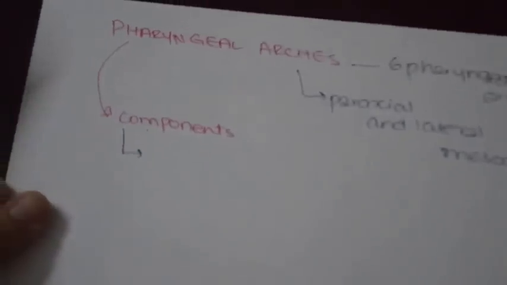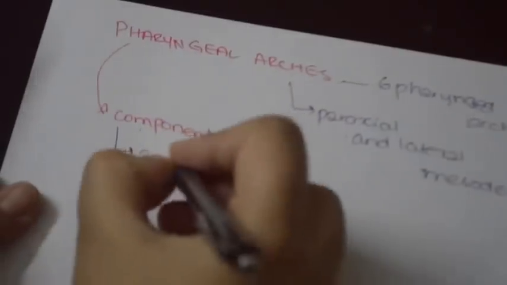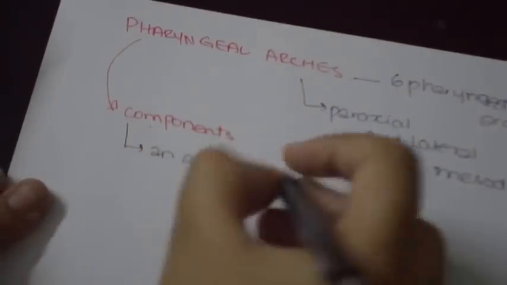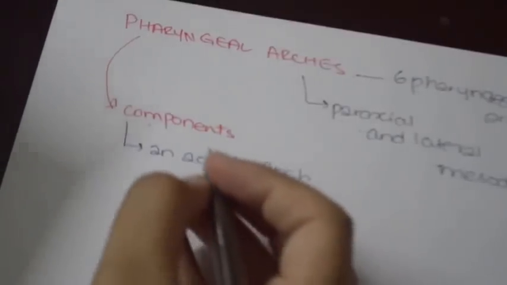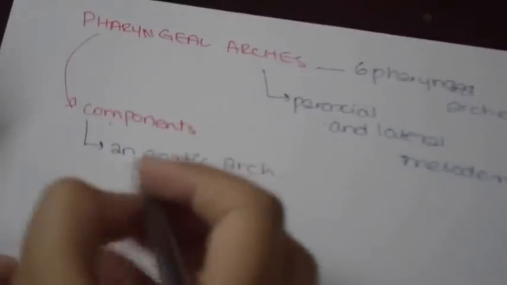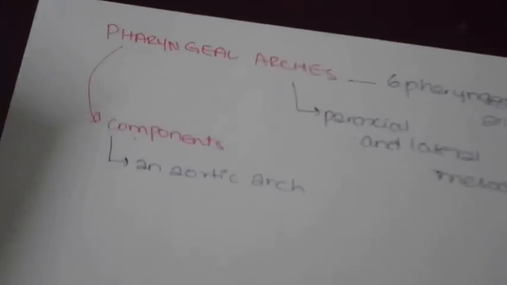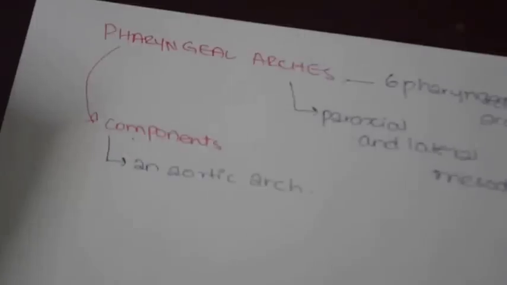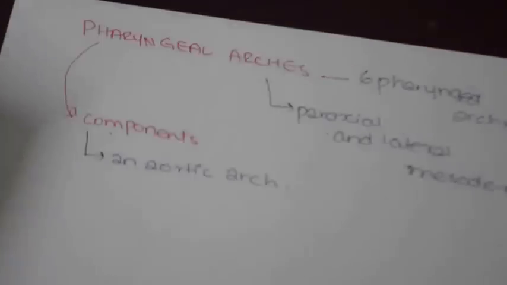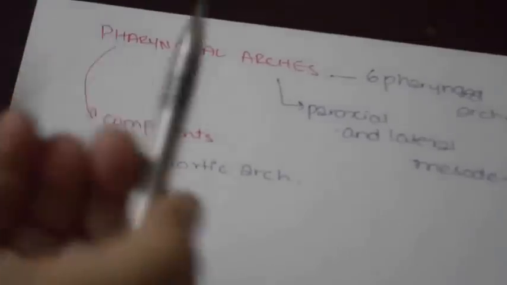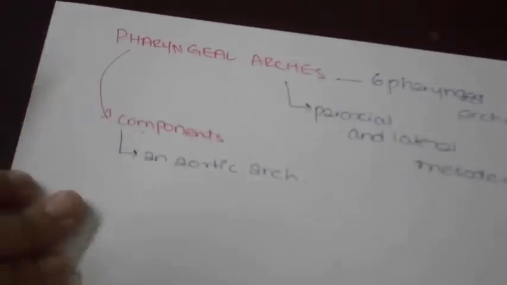First, there is an aortic arch, and a cartilage rod. But firstly, we can discuss what an aortic arch is. An aortic arch is an artery that arises from the truncus arteriosus of the primordial heart, and it comes here to supply the muscles which will originate from the pharyngeal arches.